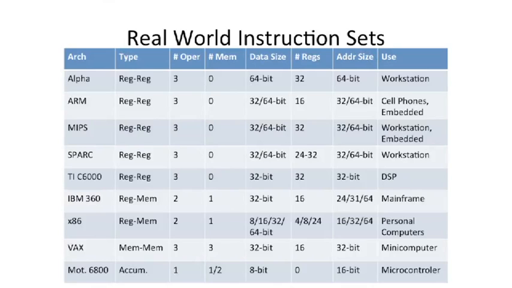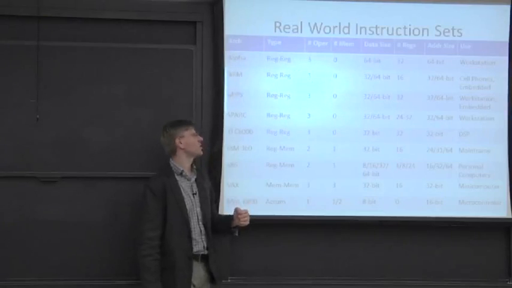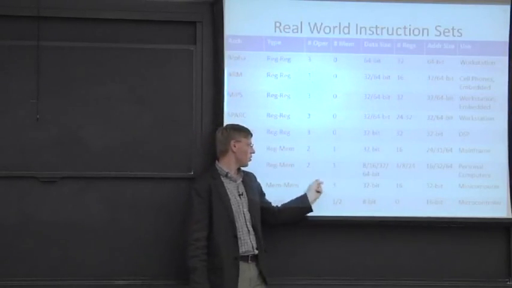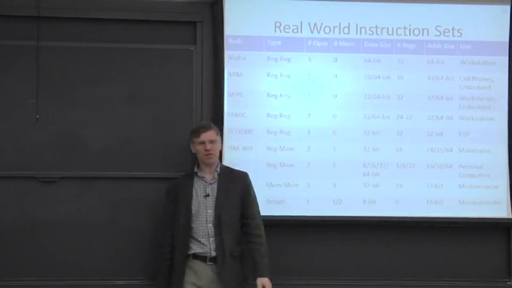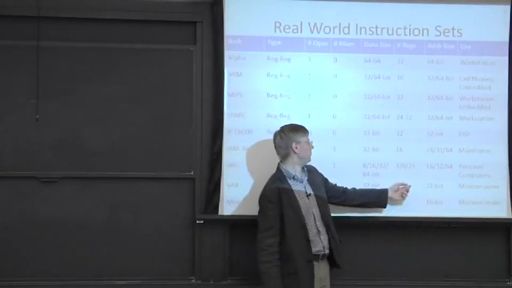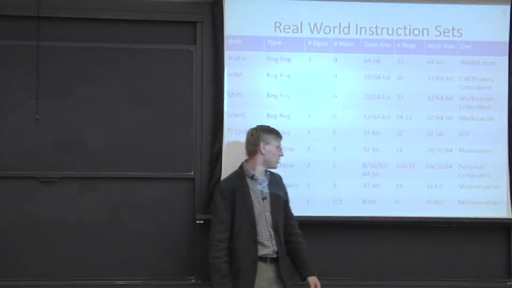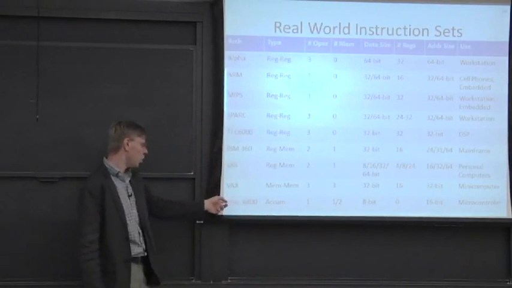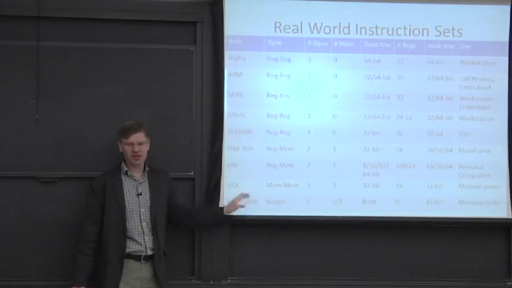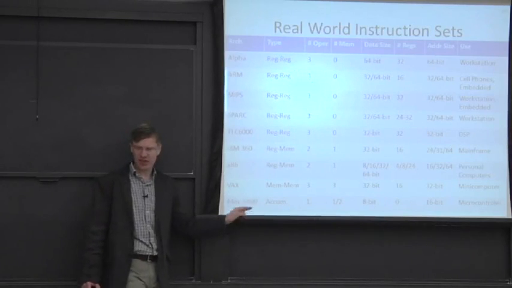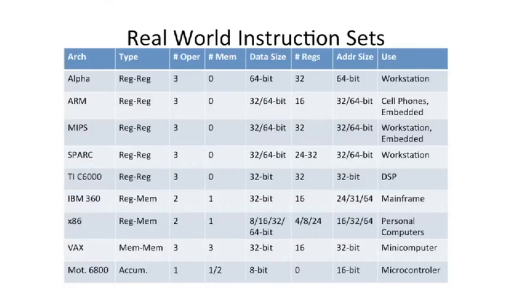Let's take a look at VAX. So VAX is a memory-memory architecture where it has 3 named operands, or could have up to 3 named operands, and all 3 of those can come from main memory. Has a relatively small number of registers. We can see something like the Motorola 6800. This is not to be confused with the Motorola 68000 or the 68K. This is the 6800. It is an accumulator-based architecture, where you can have 1 named operand that comes from memory. It's an 8-bit data path, and this is mostly used in a microcontroller.